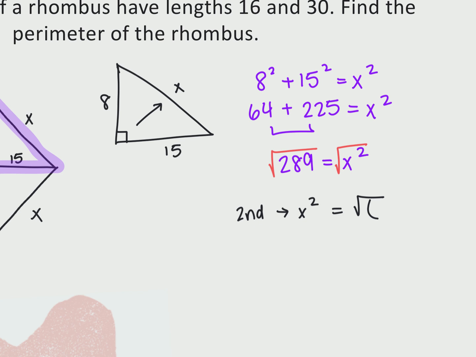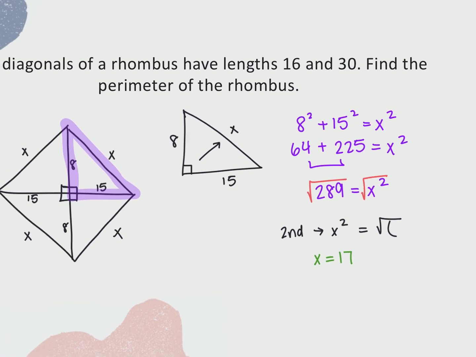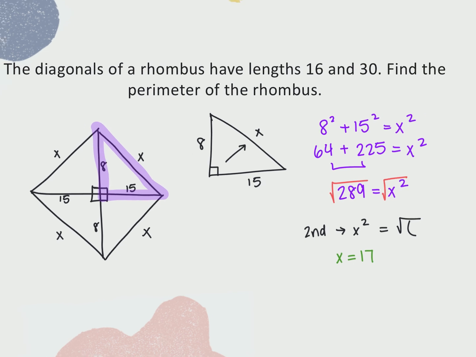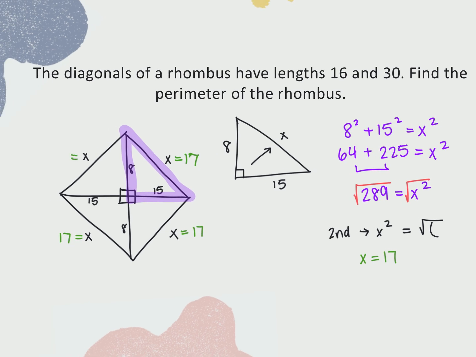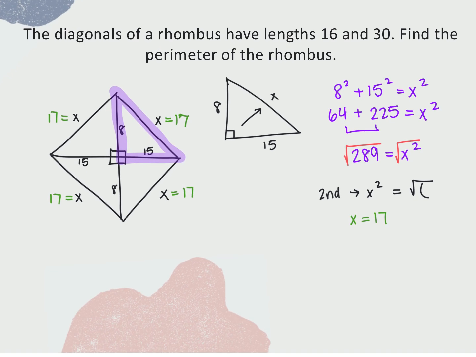Okay, is 289 a perfect root? Yes, so what would my answer be? X equals 17. Were they asking me for my hypotenuse or x? No, they're asking me for my perimeter. So I have 17, 17, 17, and 17. You could just plug into your calculator 17 times 4. If you solved it correctly, your perimeter is 68.